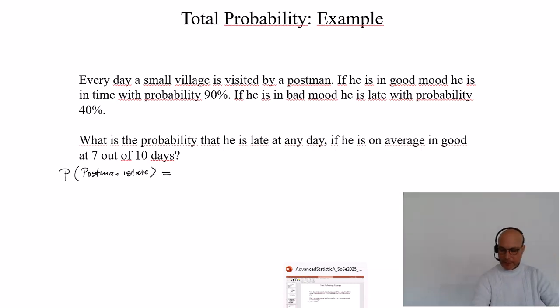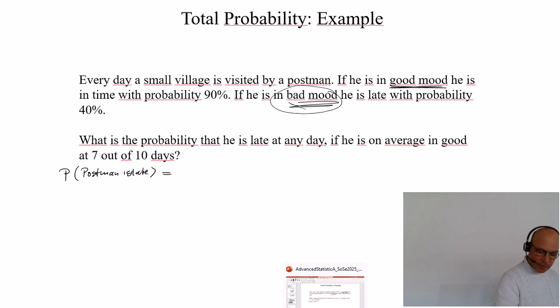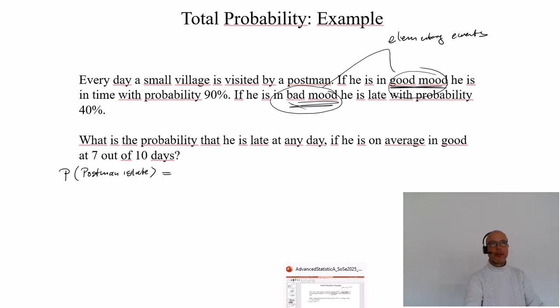This we want to have. Well, and from total probability, the elementary events are good mood and bad mood. So then we just write down our definition of total probability using conditional probability.